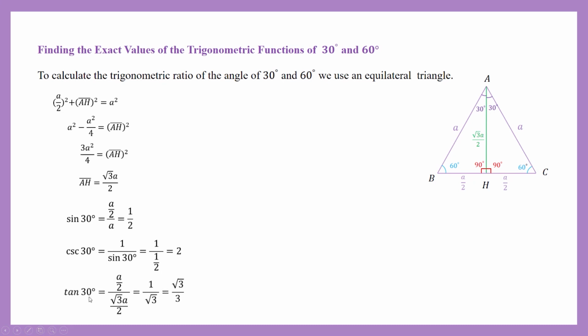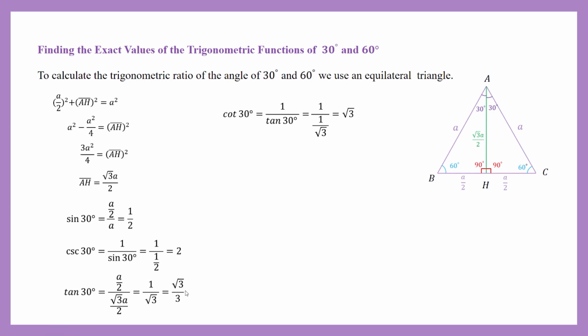Tangent of 30 degree equals to the opposite side divided by adjacent side. And here it is equal to a by 2 divided by the square root of 3a divided by 2. If we simplify this one, we will get 1 by the square root of 3. Rationalize this fraction, we will get that the square root of 3 divided by 3.